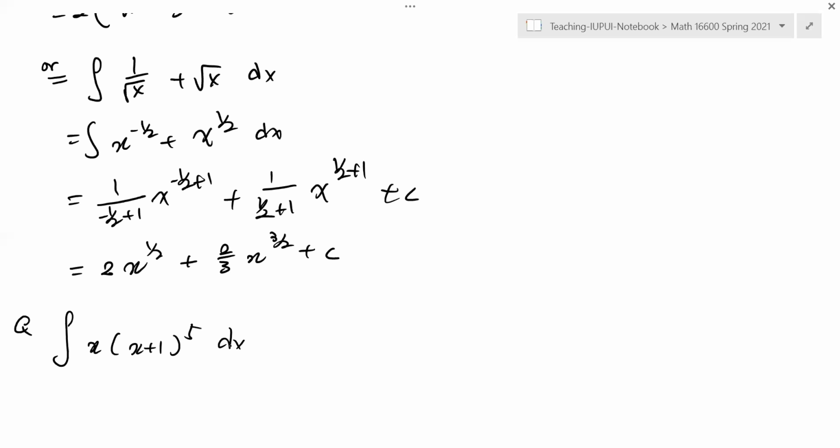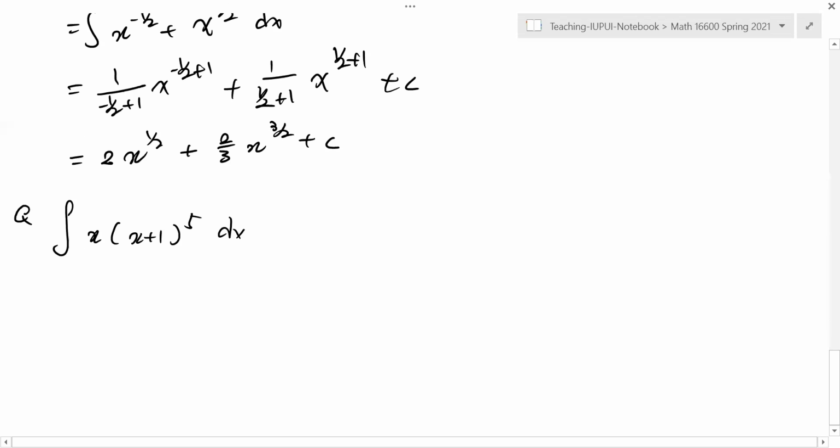Okay, I hope you already get an idea. So technically, you can always expand x plus 1 to the fifth as a polynomial. And if you write down all the coefficients, then this will be integral of polynomials, no problem. But the best way to solve this problem is a substitution, okay? So du equals dx, and that is going to be u to the fifth du, right? And what is x? x is just u minus 1.